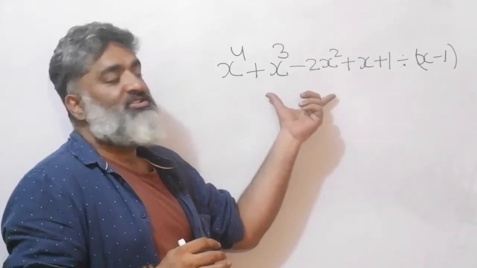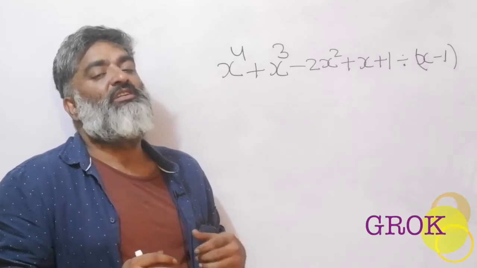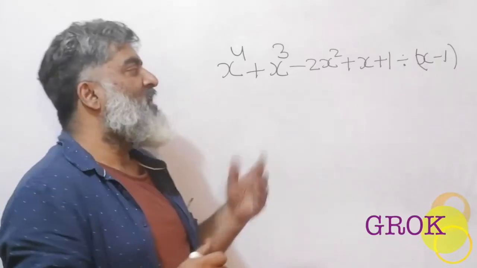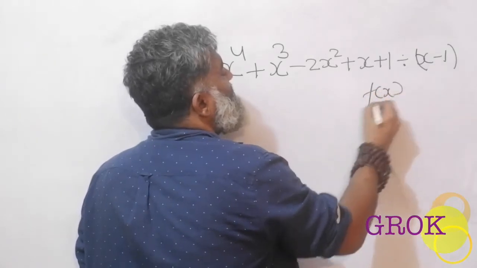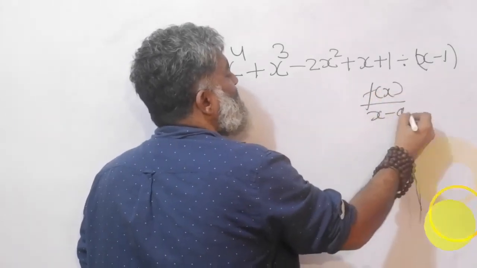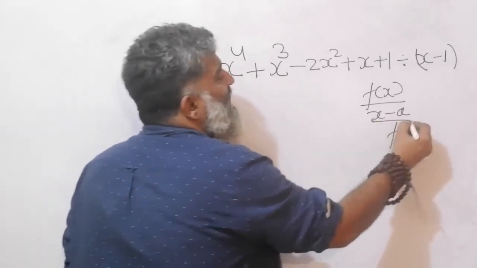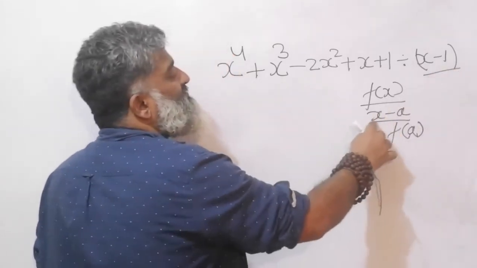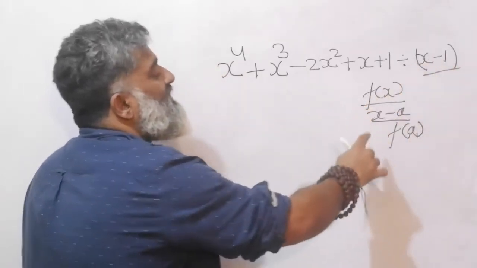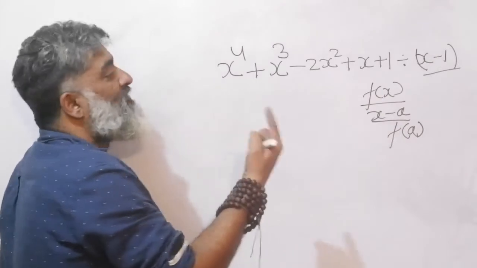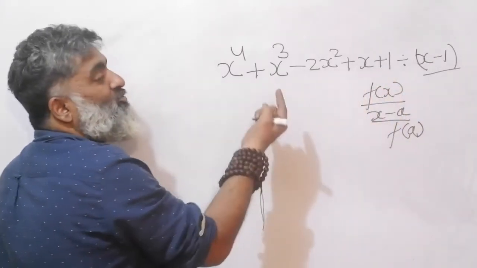So this is the expression and it is being divided by x minus 1, and the question is what is the remainder. So I will use the remainder theorem that if f of x is being divided by x minus a, the remainder is going to be f of a. Comparing the form is important. x minus a, x minus 1, that means a is equal to 1. That means f of a is equal to f of 1. That means wherever I see x, I have to put a 1.